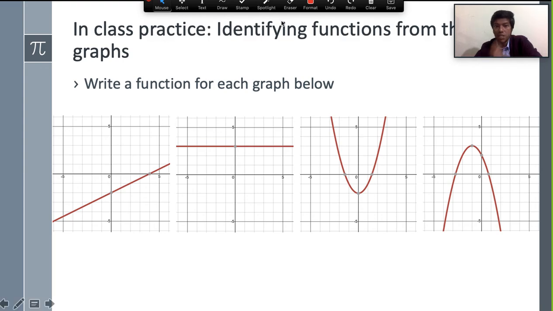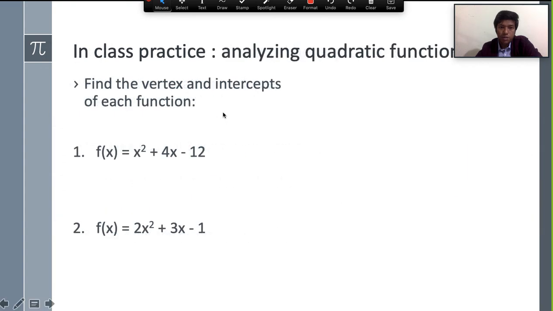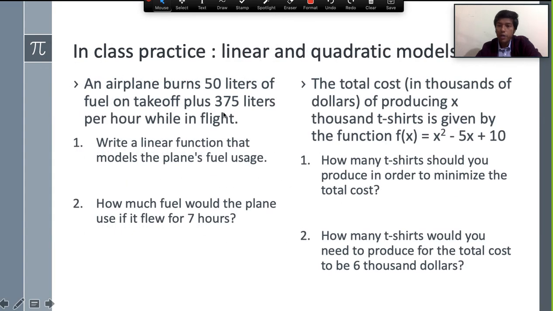These are in-class practice problems, so during class time we will practice this kind of function. This one, and this one. You can all give a try to find the solutions by yourself, so that you come to class prepared.